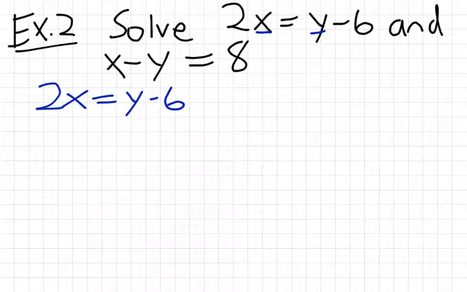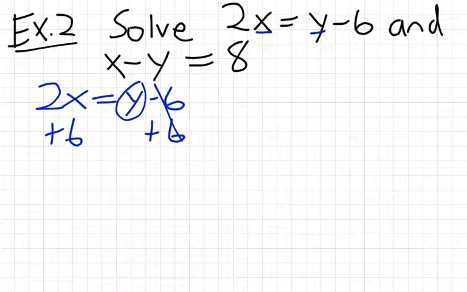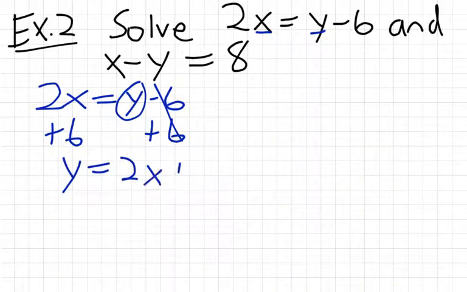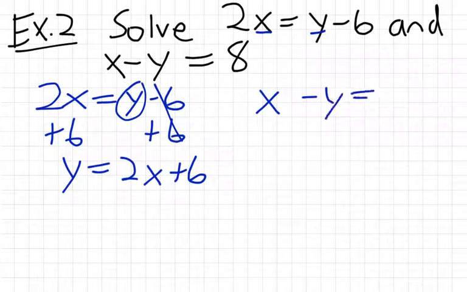I want to get y by itself. So if I just add 6 to both sides, y is going to be by itself, which is what I want. And I'm going to rewrite that. It will be y equals 2x plus 6. I like my variable to be on the left. And then I'm going to do the same thing with my other equation, x minus y equals 8.